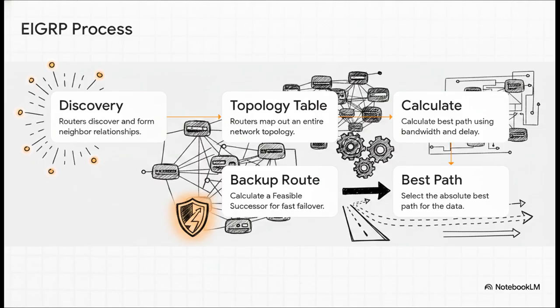But step 5 is the real magic trick. They simultaneously calculate a backup route known as a feasible successor. Because they already have this backup path pre-calculated and just sitting in their back pocket, if the main link dies, the failover is practically instantaneous.